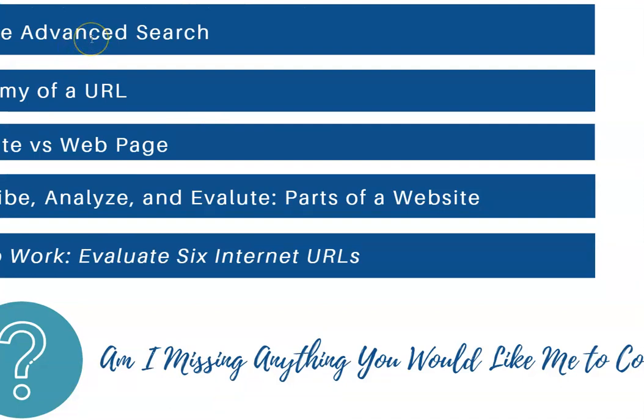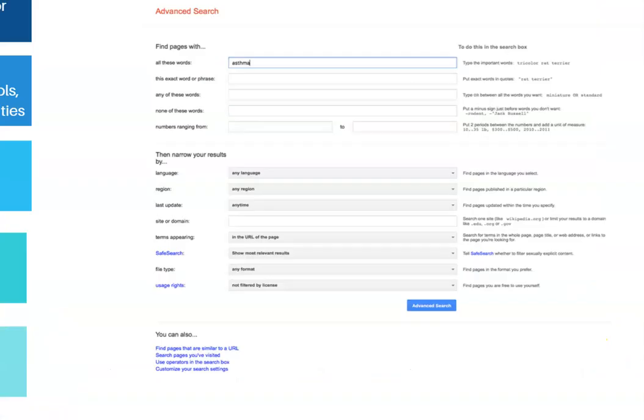Now, the first thing we're going to look at, like I said, Google Advanced Search. We're going to talk about the anatomy of a URL, website versus web page. We're going to describe, analyze, and evaluate parts of a website. And the group work is going to, at this point, be kind of my work, but you'll be looking over my shoulder. Here we go.